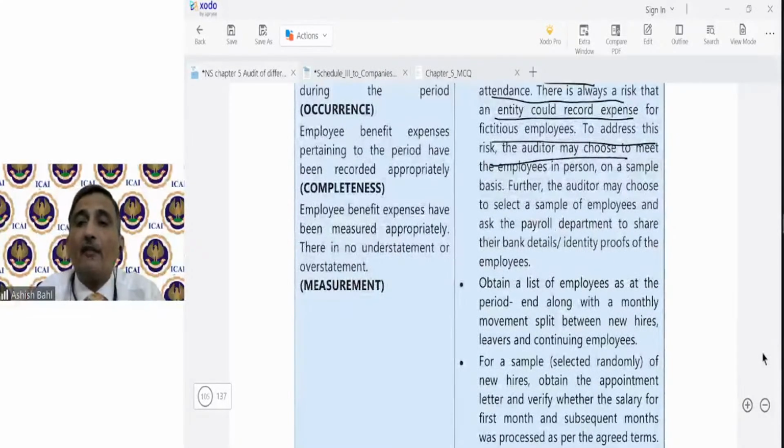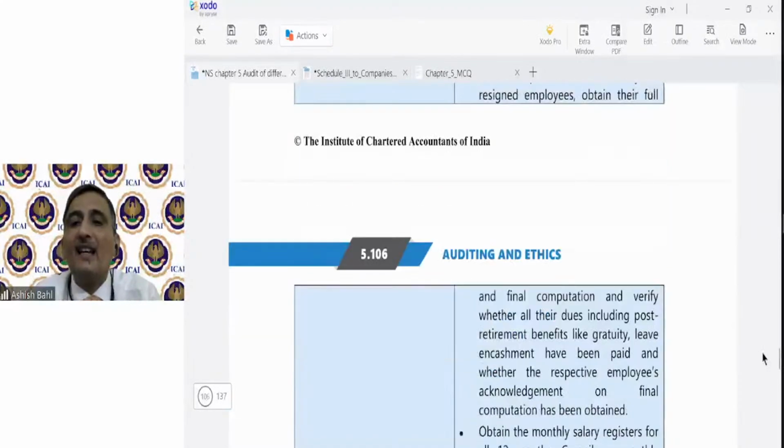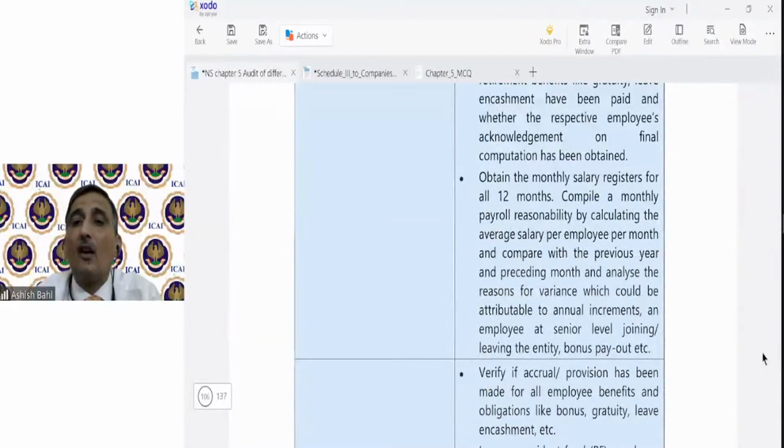So obtain a list of employees at the period end and see how many employees have left and how many employees have continued, and he can trace the variation. So such kind of procedures he can perform. So these are very general procedures. Obtain monthly salary register for 12 months.